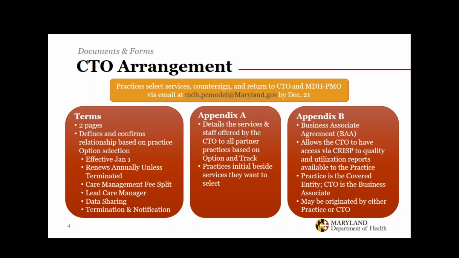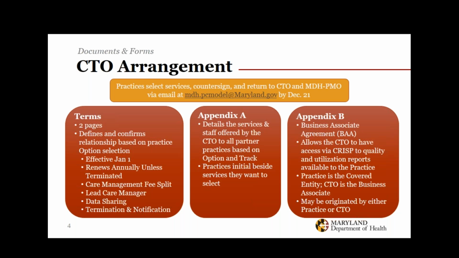The other piece of this is there's another appendix, and that's to confirm the data sharing relationship. So you will need to have a business associate agreement in place with the CTO in order to share clinical and quality and utilization data with them. And just to be clear, the practice here is the covered entity. The CTO is the business associate. To make this easier to get this back and forth completed, either party can originate the business associate agreement, but the practice needs to be identified as the covered entity and the CTO as the business associate.